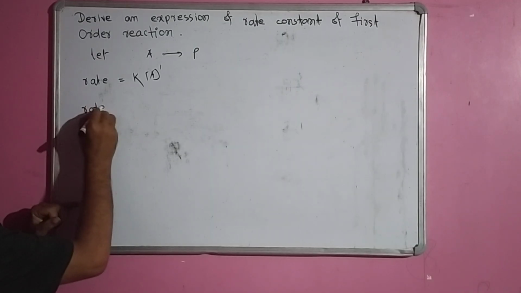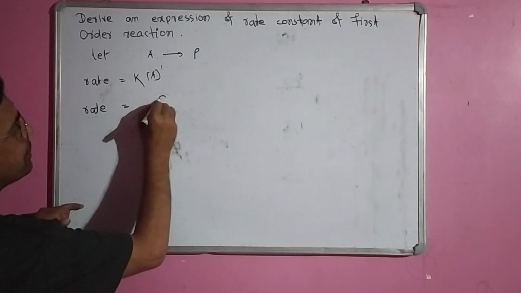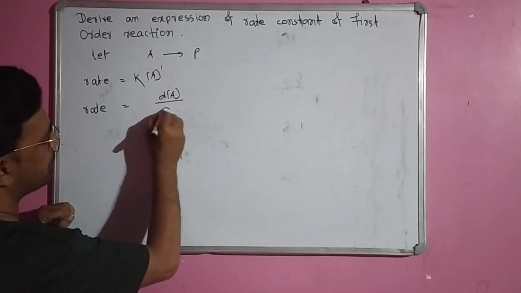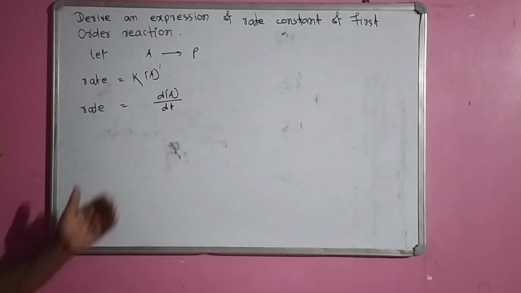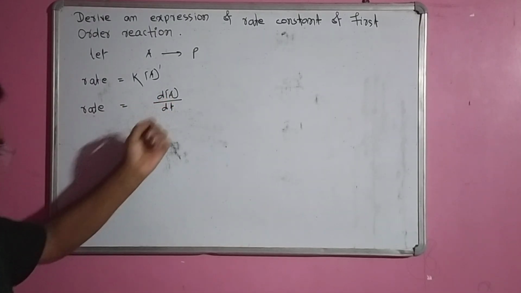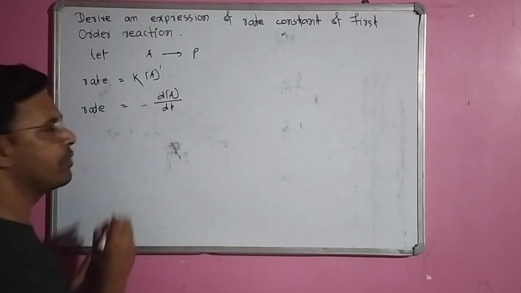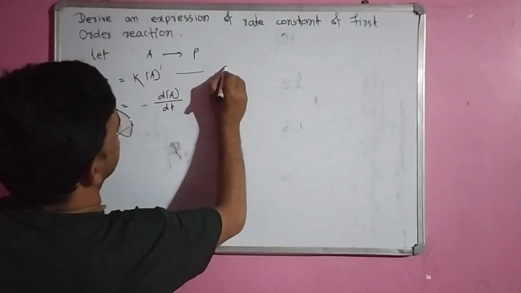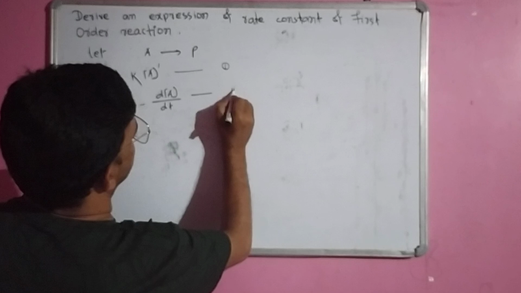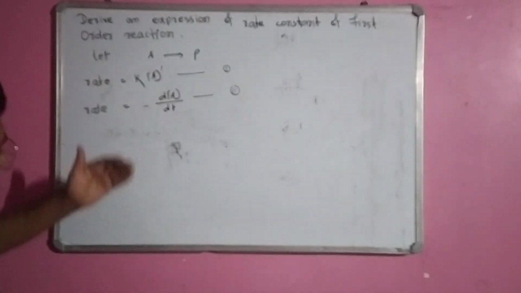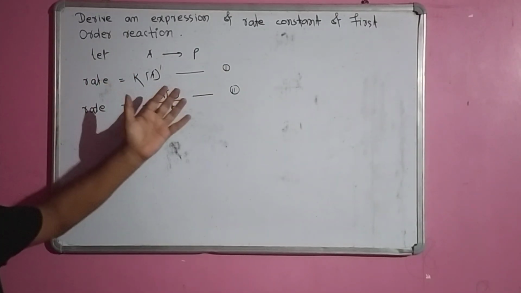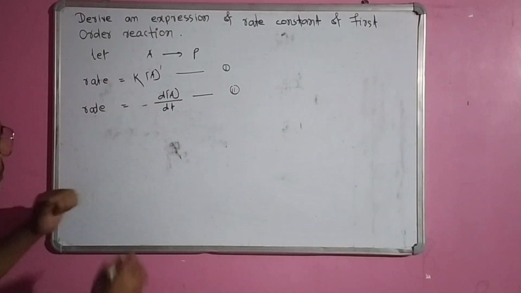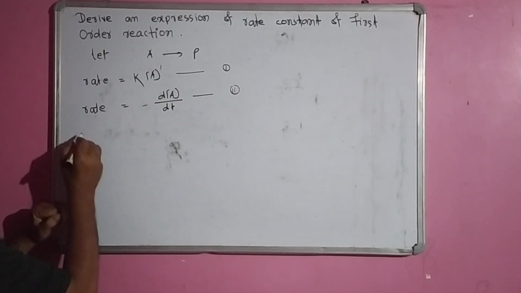Again, the rate will be dA, concentration of A, divided by dt. As the concentration of reactant decreases, one negative symbol will be given here. So equation number 1, equation number 2. Equation 1 and equation 2 are both the rate of reaction, so both will be equal.